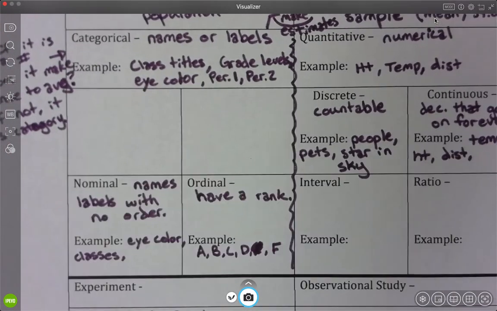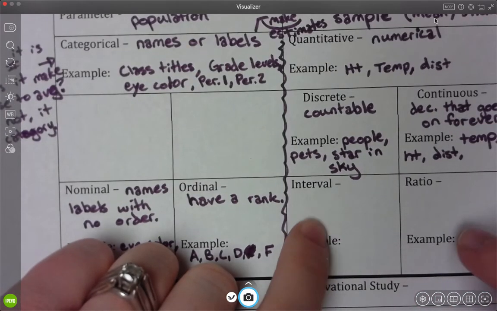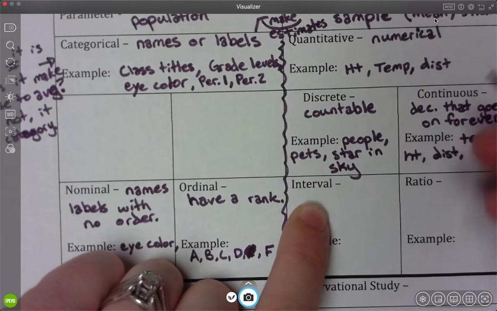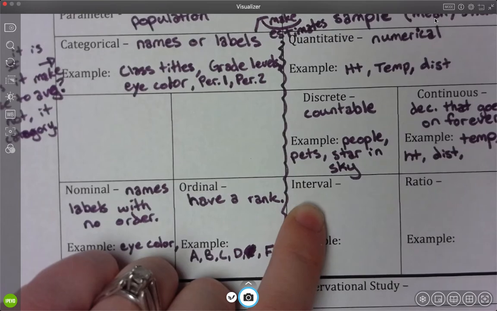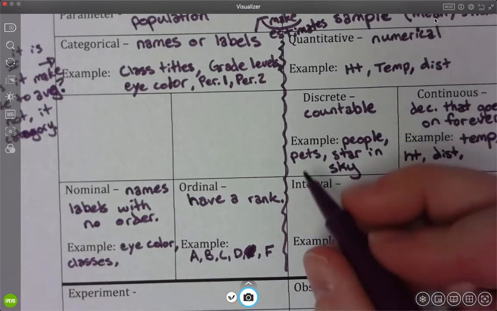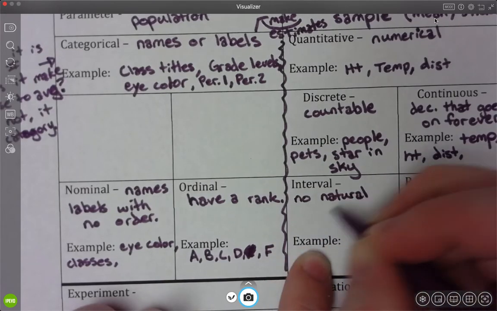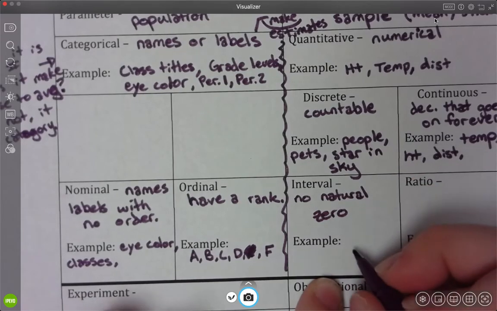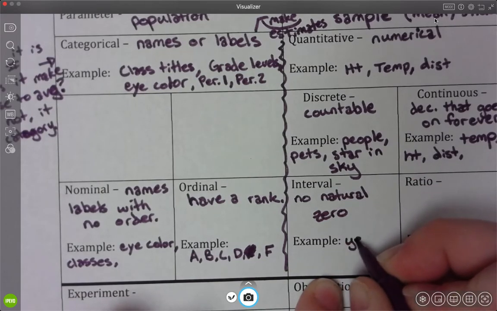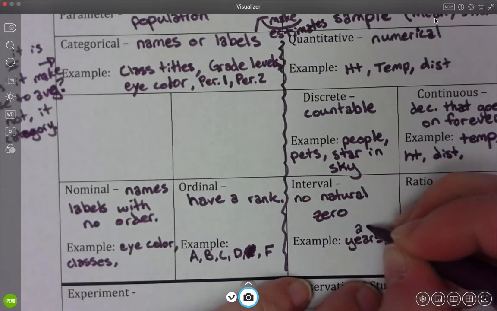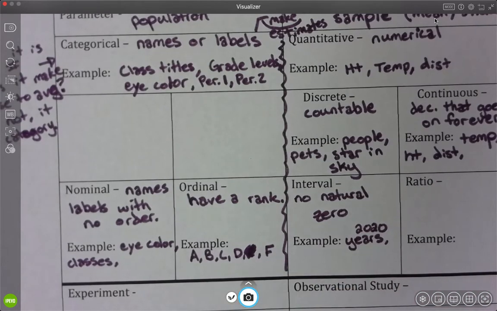Okay, numerical data is either interval or ratio after you found out that it's discrete or continuous. Interval would mean that you have no natural starting point. So no natural zero. For example, you could have years. We are in the year 2020 right now, but year 0 wasn't when time began because then we had BC before that. There was no starting year 0.